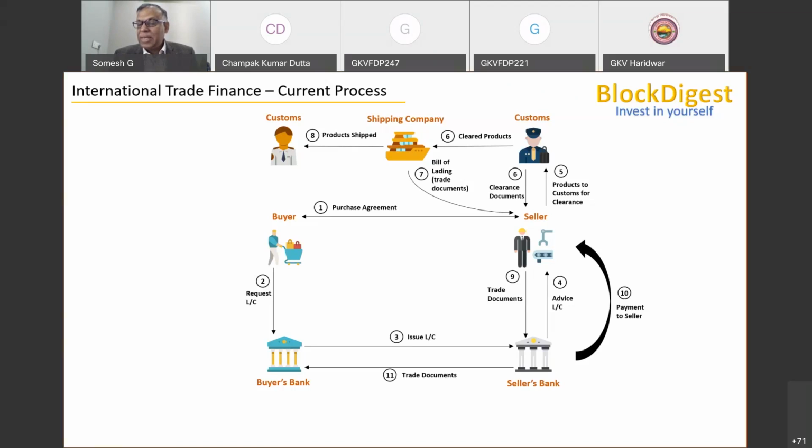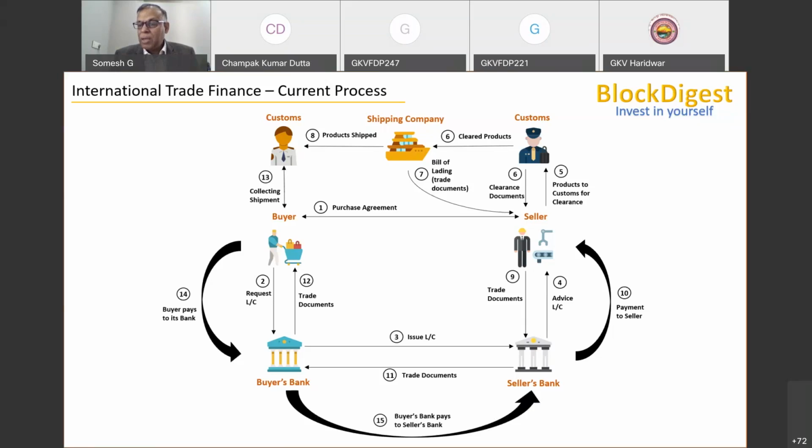The seller's bank sends these documents in physical form, by courier, to the buyer's bank. The buyer's bank gives them to the buyer. The buyer in the meanwhile has collected the shipment, has the third copy of the LC, matches it and pays its bank. The buyer's bank, through a nostro-vostro arrangement, pays the seller's bank. The payment is complete. This is the current process.